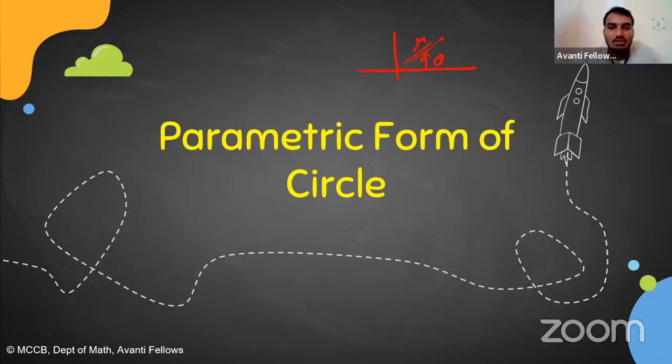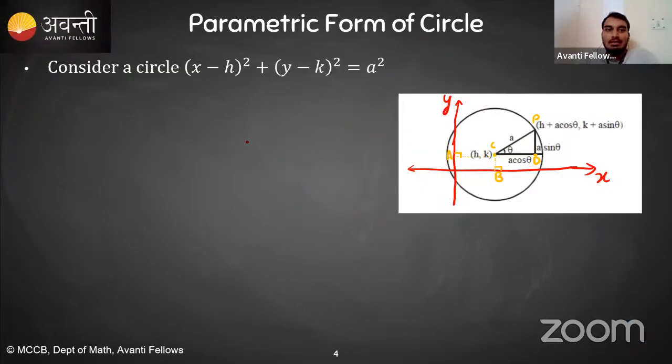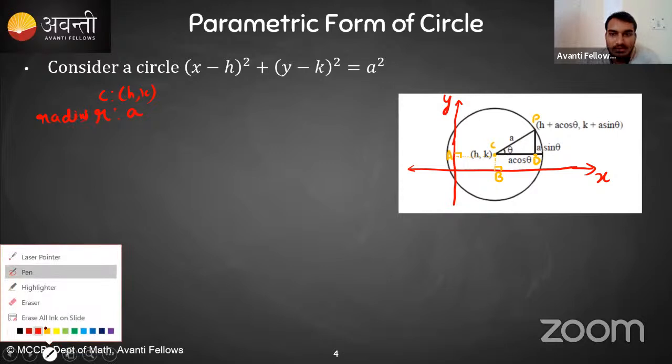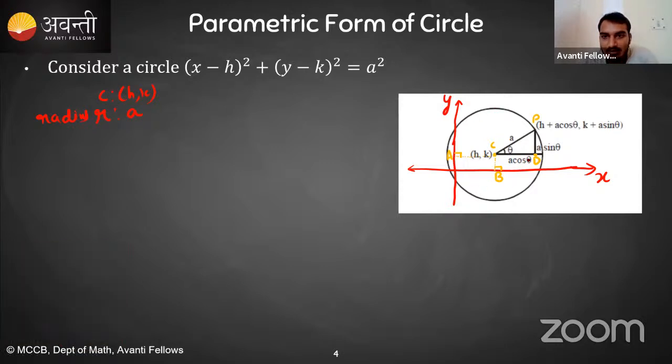Let's say this is a circle, (x minus h) whole square plus (y minus k) whole square is equal to a square. We know that this is a circle where h comma k is the center, so C is the center (h, k), and the radius is a. Let's say this is the circle, and the center is C at (h, k).